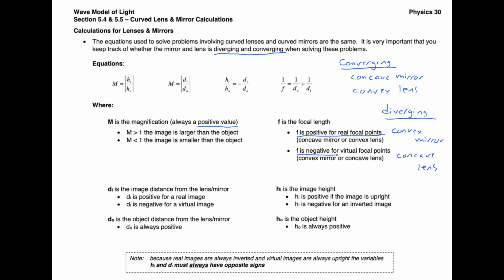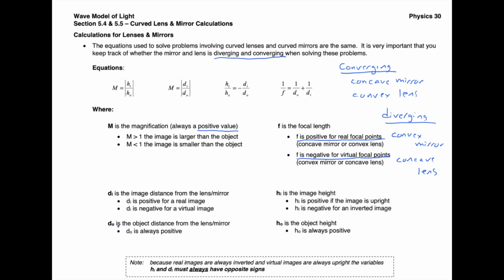f is always going to be a negative value for those virtual focal points. And these are always going to be virtual images. That's if you have that convex mirror or the concave lens, and remember that's the diverging case. If you have the diverging case, then you'll always put in a negative sign along with your focal point. Now your object distance and your object height, those are always going to be positive. So the object distance, the distance away from the lens or mirror, is always a positive value. And your height of the object, again, is always a positive value.